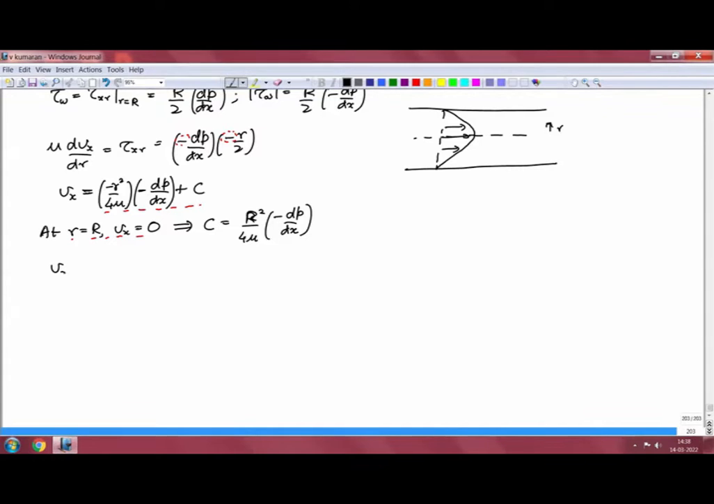And finally, I get the expression for the velocity Vx: minus dP by dx, 1 by 4 mu into R square minus r square. So, this is the velocity Vx, a parabolic flow in a pipe. I can write this in terms of the maximum velocity. I can write this as V max into 1 minus r square by R square, so that the velocity is equal to V max at r is equal to 0.